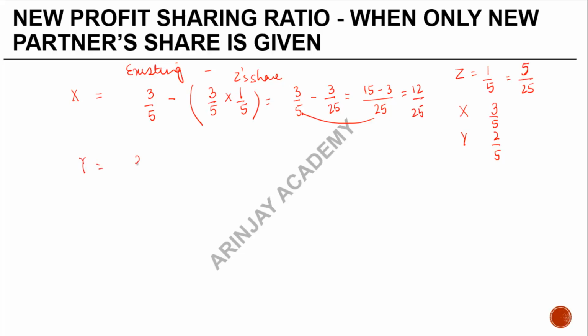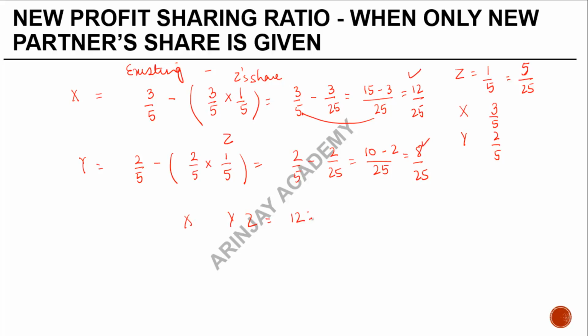Similarly for Y, he was having 2/5 minus, what has he given? He's given 2/5 of Z's share, which is 1/5. Solving this, what do you get? You get 2/5 minus 2/25. Take the LCM, 5 times 2 gives you 10, minus 2, 8/25. So what is the ratio that you get for X, Y, and Z? That is 12 is to 8 is to 5.